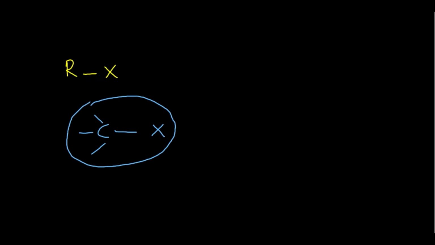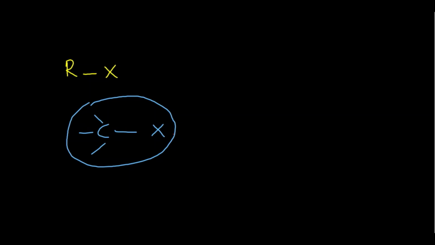General formula for alkyl halides. Usually alkyl halides have the general formula RX. RX is the general formula for alkyl halides, or we can represent them as CnH2n+1X. This is the general formula for alkyl halides.